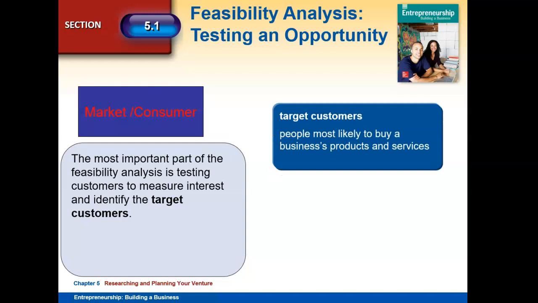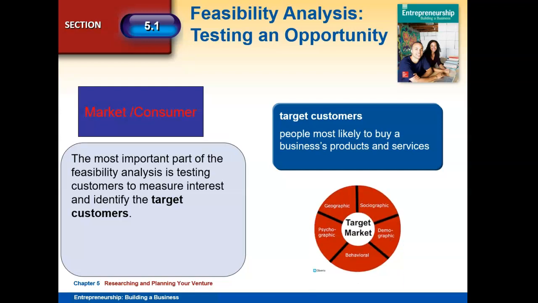Target customers. And here we are back at marketing. So the critical part of your feasibility analysis is testing customers to measure interest and identify them. Who is going to buy my product? And in marketing, we call that target market. And we look at these 5 characteristics of marketing: geographics, sociographics, demographics, behavioral, and psychographics. All these factors help us to identify who our customer is and who actually is most likely to buy it.